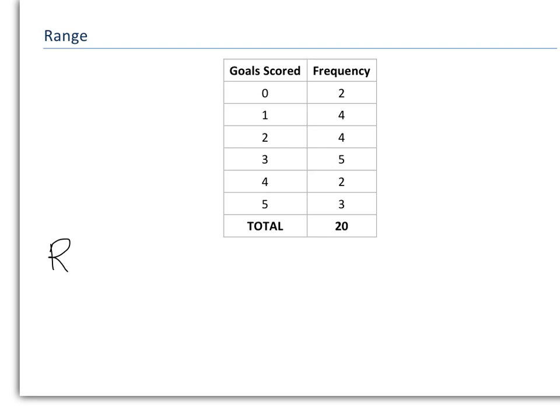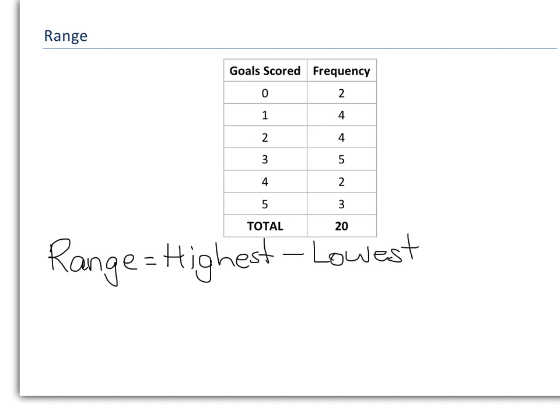The range is the highest score minus the lowest score. Now these are pretty easy to see straight from our table.